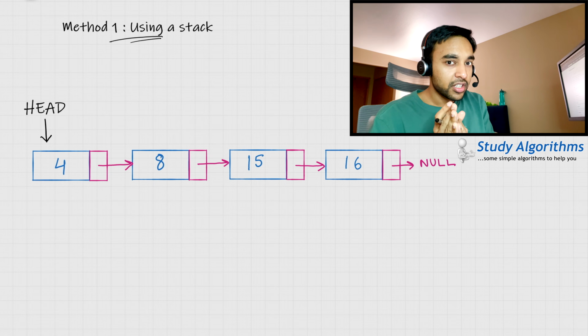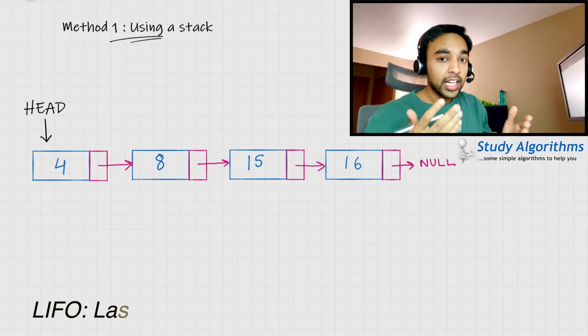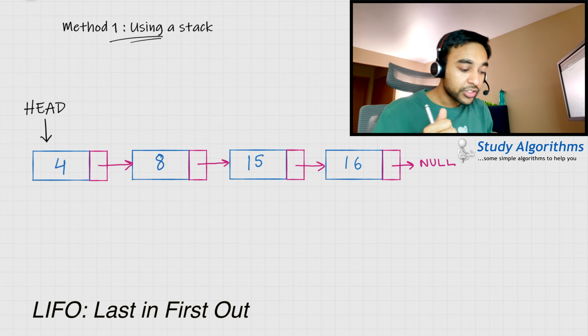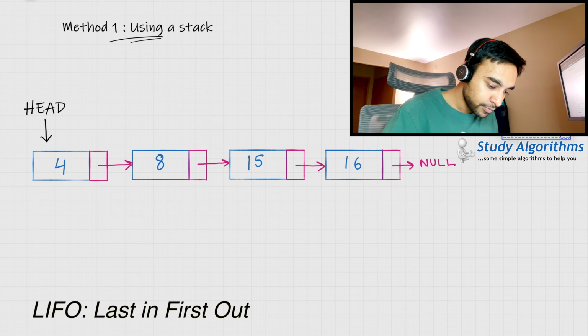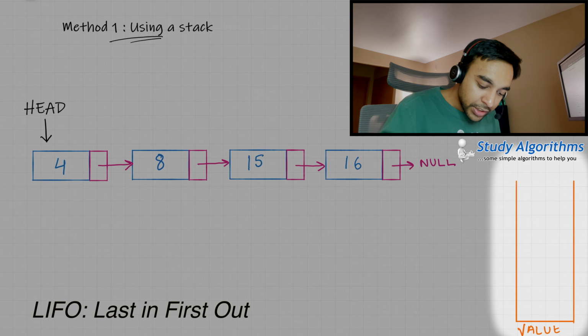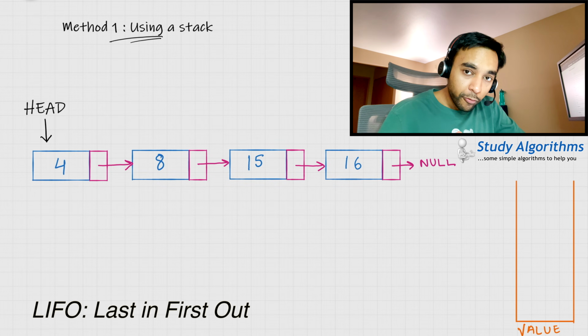What is a data structure that works on this policy? That is last in, first out. Yes, that is the stack data structure. So let us bring in a stack. So this is my value stack in which I would be storing all of my elements. What do I do next?